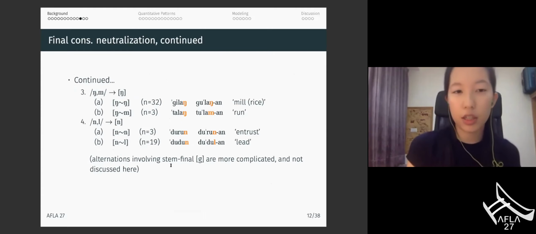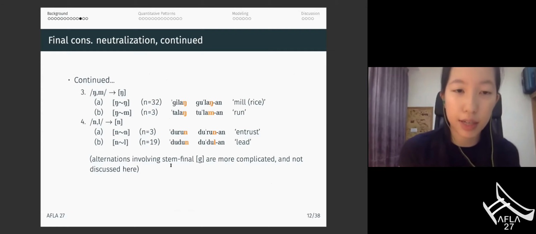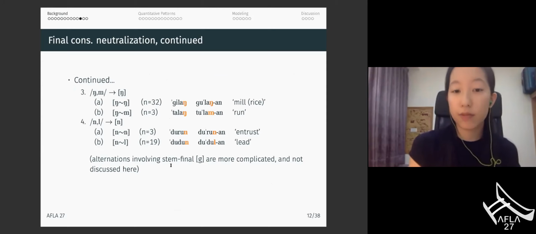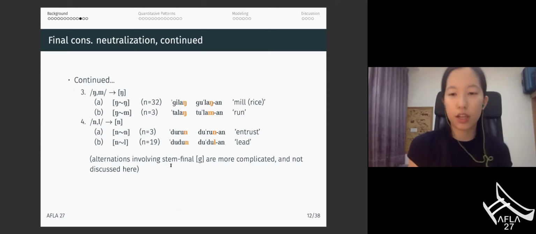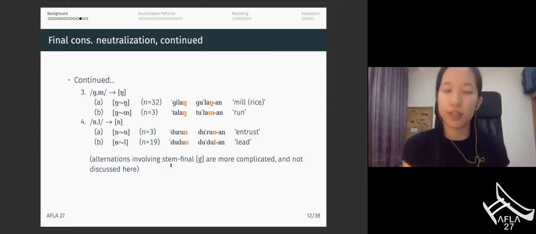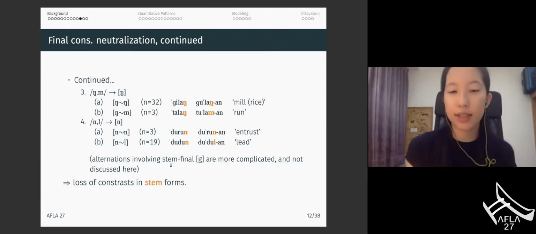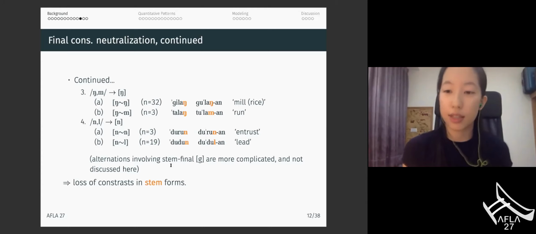In addition, engma and M neutralize to engma, giving us engma-M alternations. N and L neutralize to N, giving us NL alternations. And there are also alternations involving stem final G, but these are pretty complicated, and I won't discuss them here today. So just like with post-tonic vowel reduction, what we find in this case is a loss of contrast in the isolation stem forms.